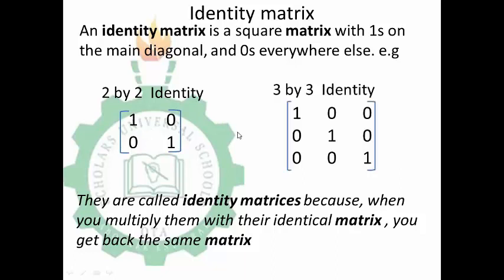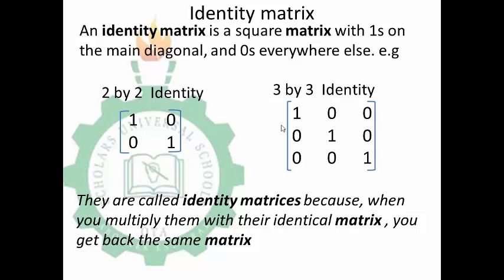So you can also have 3 by 3 identity matrices. Look at the diagonal here: 1, 2, 3. You have 1, 1, 1. Every other number is 0. So these are typical identity matrices. We also call them unit matrices at times.